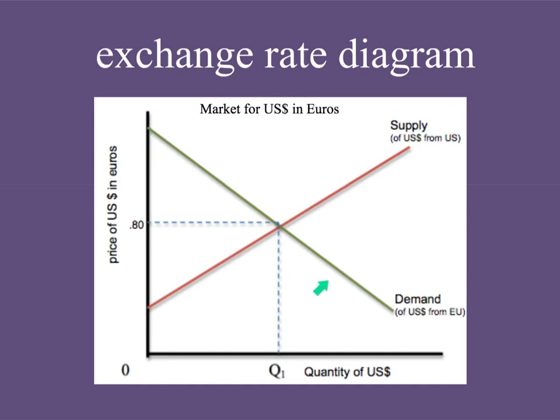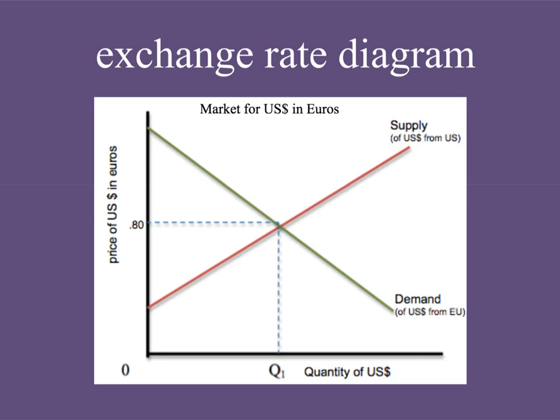Okay, this is the demand for what? Dollars from where? People in the European Union. So this whole graph is saying that there are people in the European Union who are demanding dollars, and these are people in the United States who are supplying their U.S. dollars to the market. Okay, pretty straightforward, and you can see there's a nice price equilibrium here of 0.8 euros in that quantity. All right, so that's how you would label it.